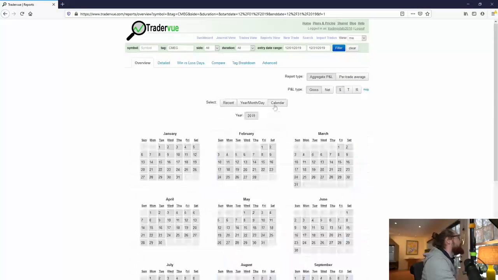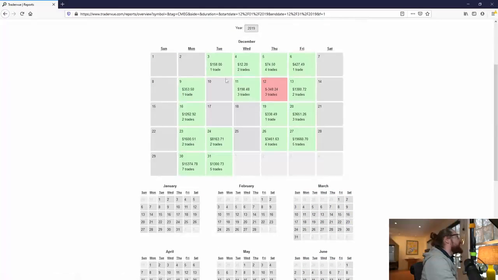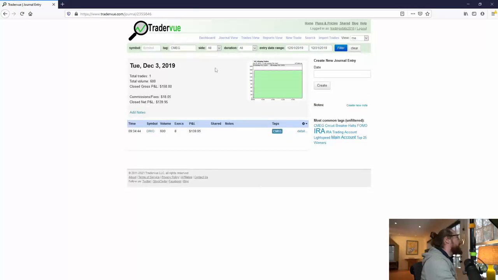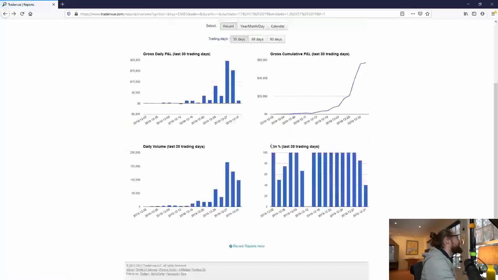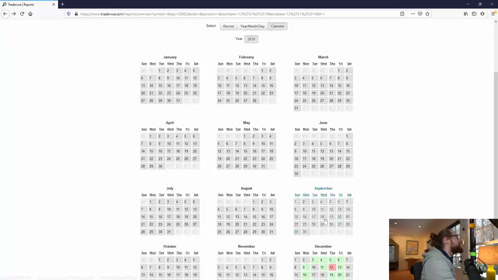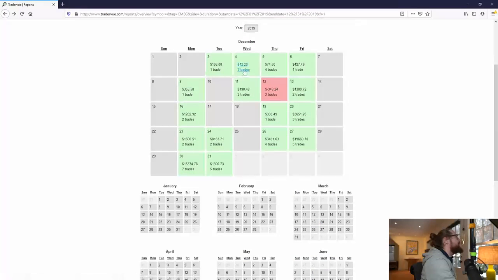And we'll look at this on a calendar. So day one, $158. One trade, 600 shares. So I got in and I got out. I made $158. Day two, I made $12. Day three, I made 74. Day 4, I made 427. Now I started that month with $500. So just like that, my account has now doubled in 1 week.